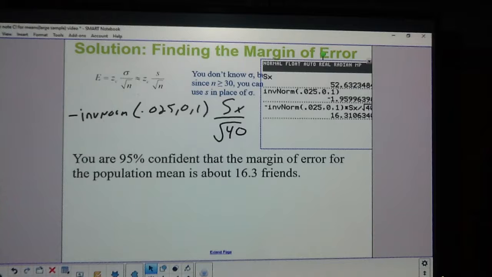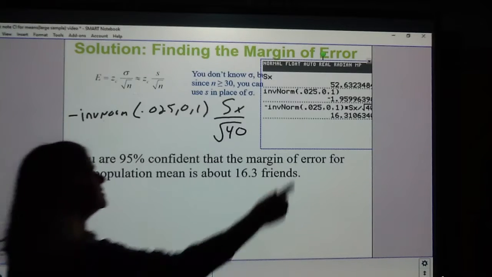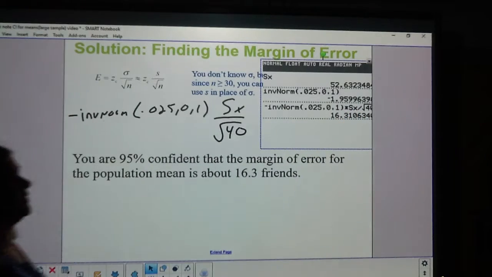And remember, you have to do calculate one variable statistic first, so it knows to throw your standard deviation into there.